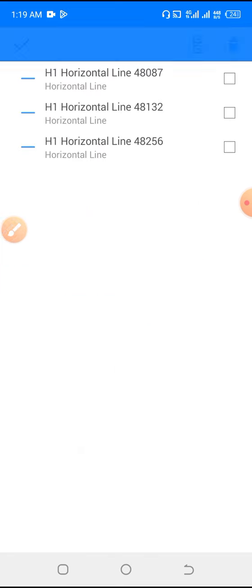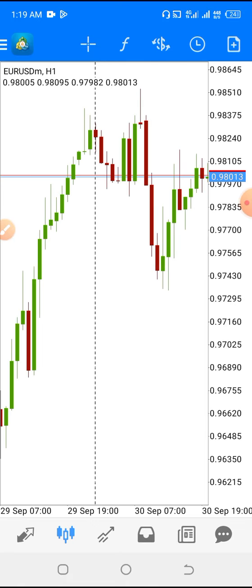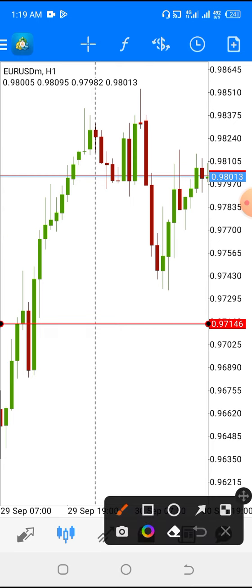Now let me give you another example. Let's say this is our current price, and we expect price to fall down. If I expect price to fall down, we are going to sell. Let's say we are selling.